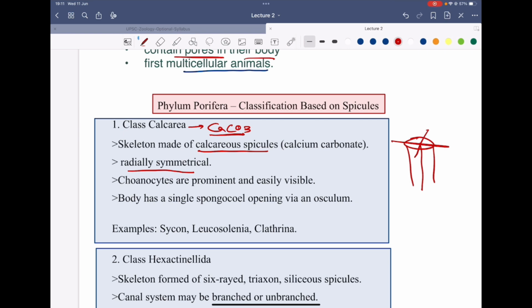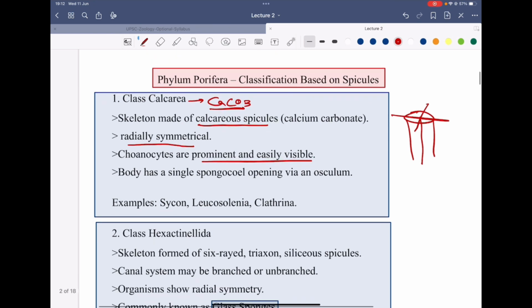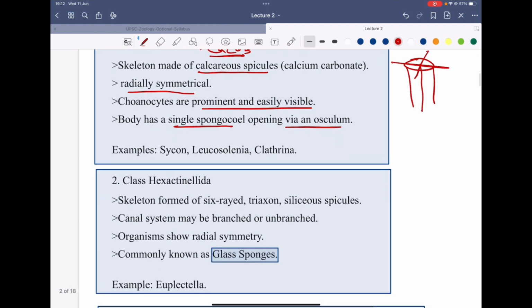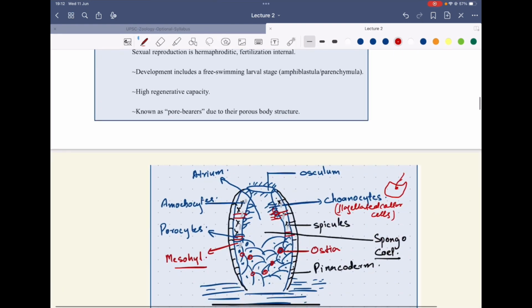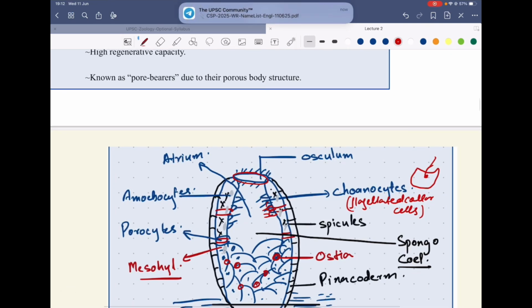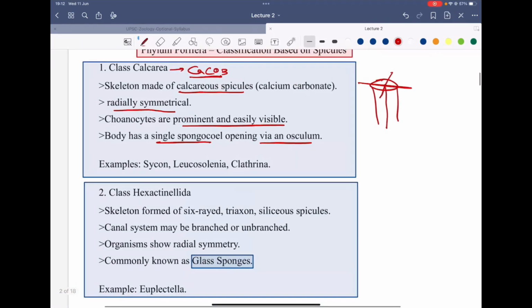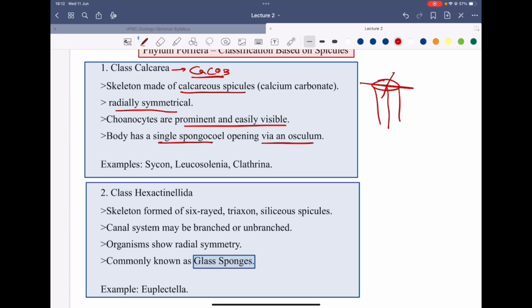Then they contain conocytes. The conocytes are prominent and easily visible in case of Calcarea. The body has a single spongocoel opening via the osculum. We will be seeing the structure of the Porifera. The osculum is the uppermost opening from where the water goes out, because ostia are the holes from where the water comes in. I'll explain that later, let it be for now. But the thing is that in Calcarea, the body has a single spongocoel opening via an osculum, and you will find a spongocoel in all the sponges. Examples of Calcarea are Sycon, Leucosolenia and Clathrina.